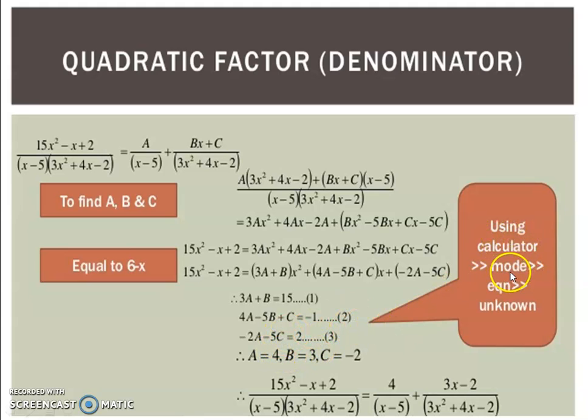So using the calculator we have to solve these equations with three unknowns. We can directly use the calculator or use the simultaneous method for solving this. So we have to derive the values: a is equal to 4, b is equal to 3, c is equal to minus 2. Using this we get the final answer in the form of capital A: 4 upon x minus 5 plus 3x minus 2 upon 3x square plus 4x minus 2. Use the calculator and check whether the values solve these equations or not.